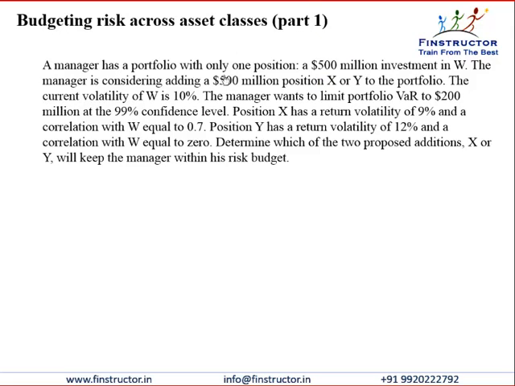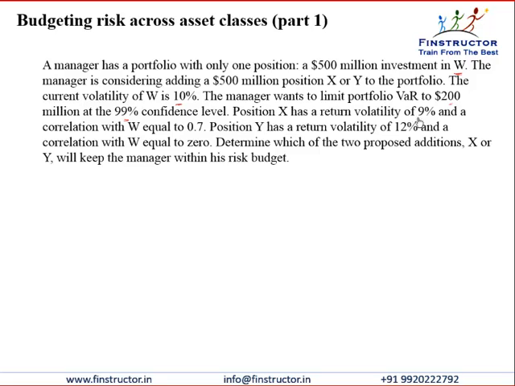A manager has a portfolio with only one position, a 500 million investment in W. The manager is considering adding a 500 million position X or Y to the portfolio. The current volatility of W is 10%. The manager wants to limit the portfolio VaR to $200 million at the 99% confidence level.